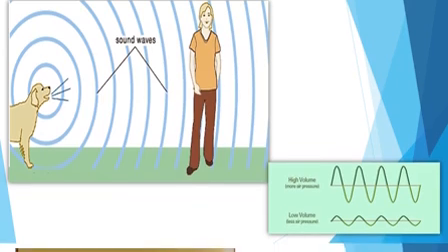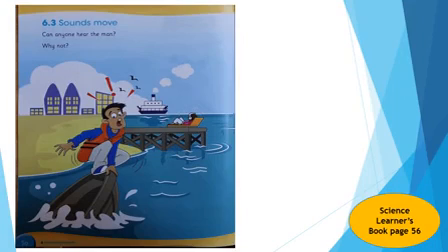Okay, let's continue. Kids, now I want you to open your Science Learner's Book to page 56. Have you seen this picture? Now let's study the picture. What can you see from the picture? Yes, there is a man. The man is shouting for help. Why is he shouting for help? Okay, very good. Because his boat is sinking.